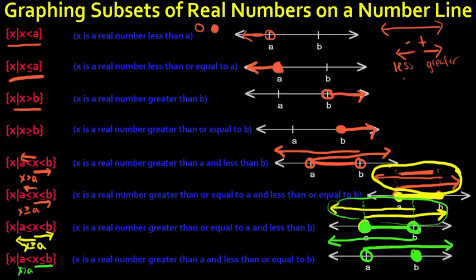Okay, so where this statement is true is an open circle for a, meaning anything above a and less than or equal to b. And that is all.